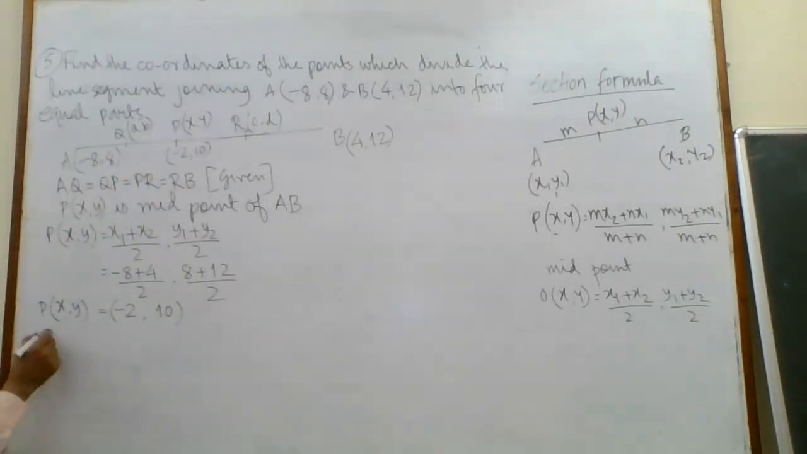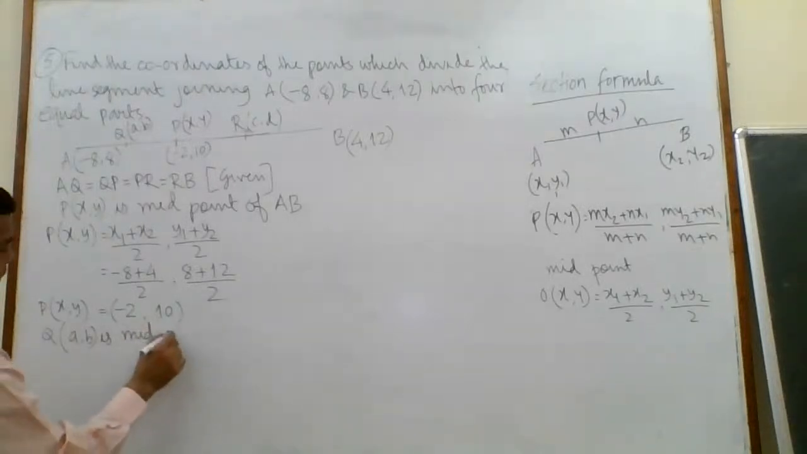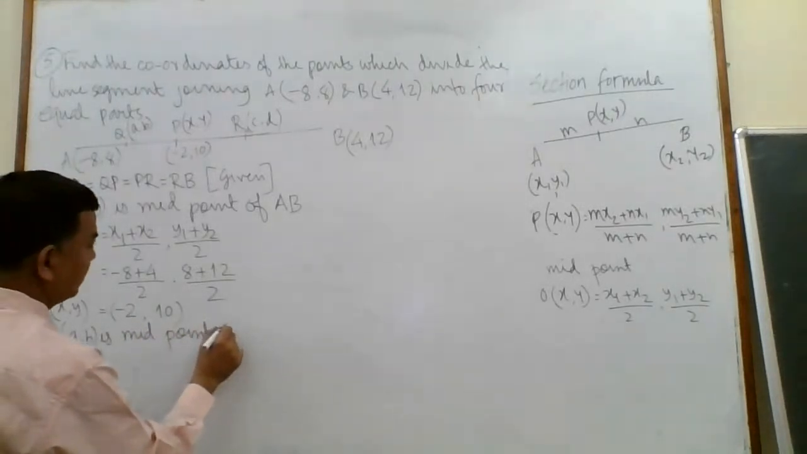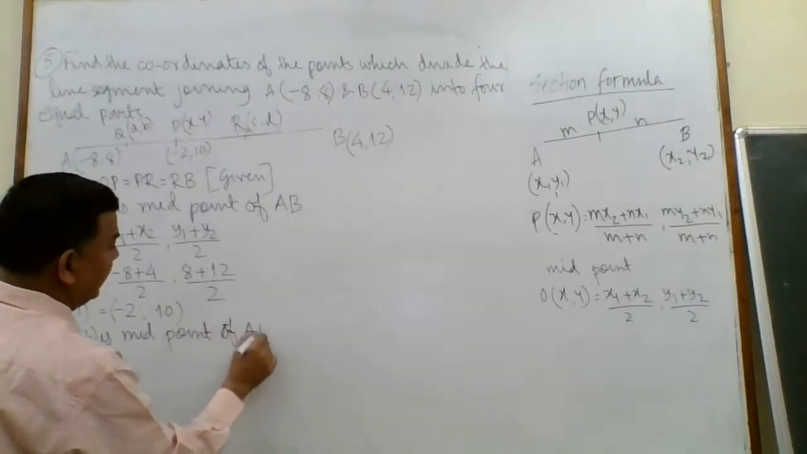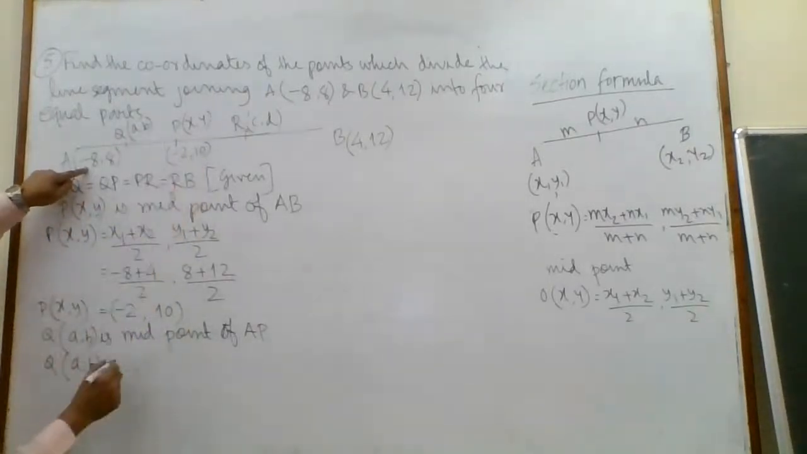So next, Q is also a midpoint. But whose midpoint is this? Of AP. Q is the midpoint of AP. Therefore, the coordinate of Q will be found by the same formula. So we are not writing it again. This is X1, Y1. This is X2, Y2.